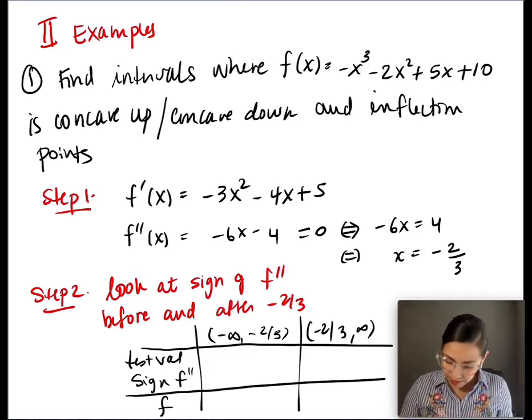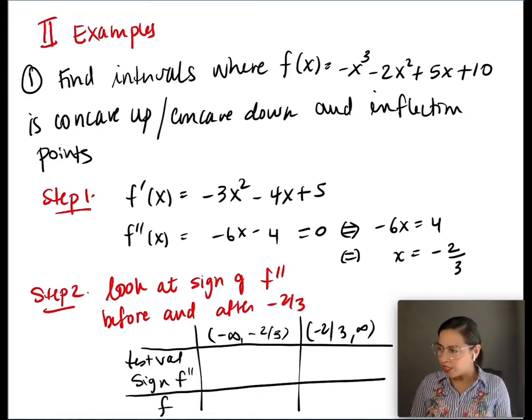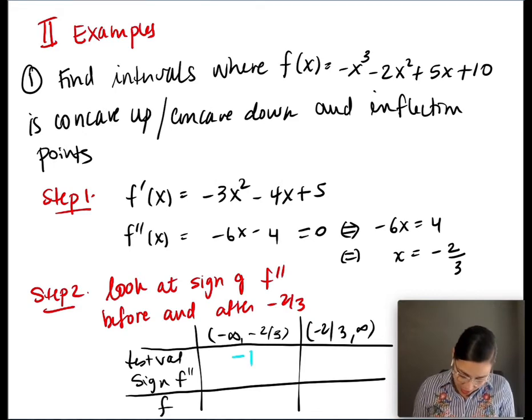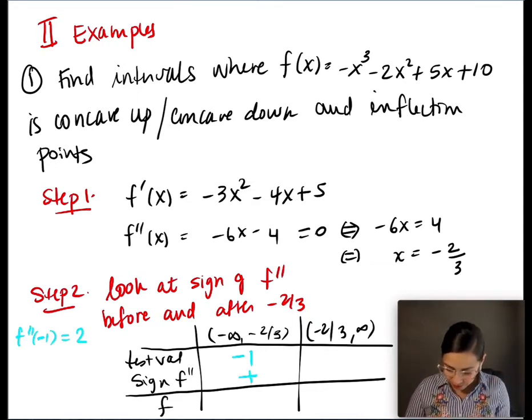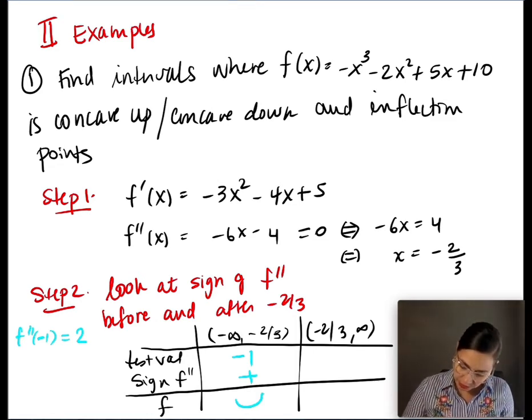So say, for example, for something in between negative infinity and negative 2/3, I'm going to take negative 1. So f double prime of negative 1, I get 2. And that is positive. Therefore, my function f is concave up.